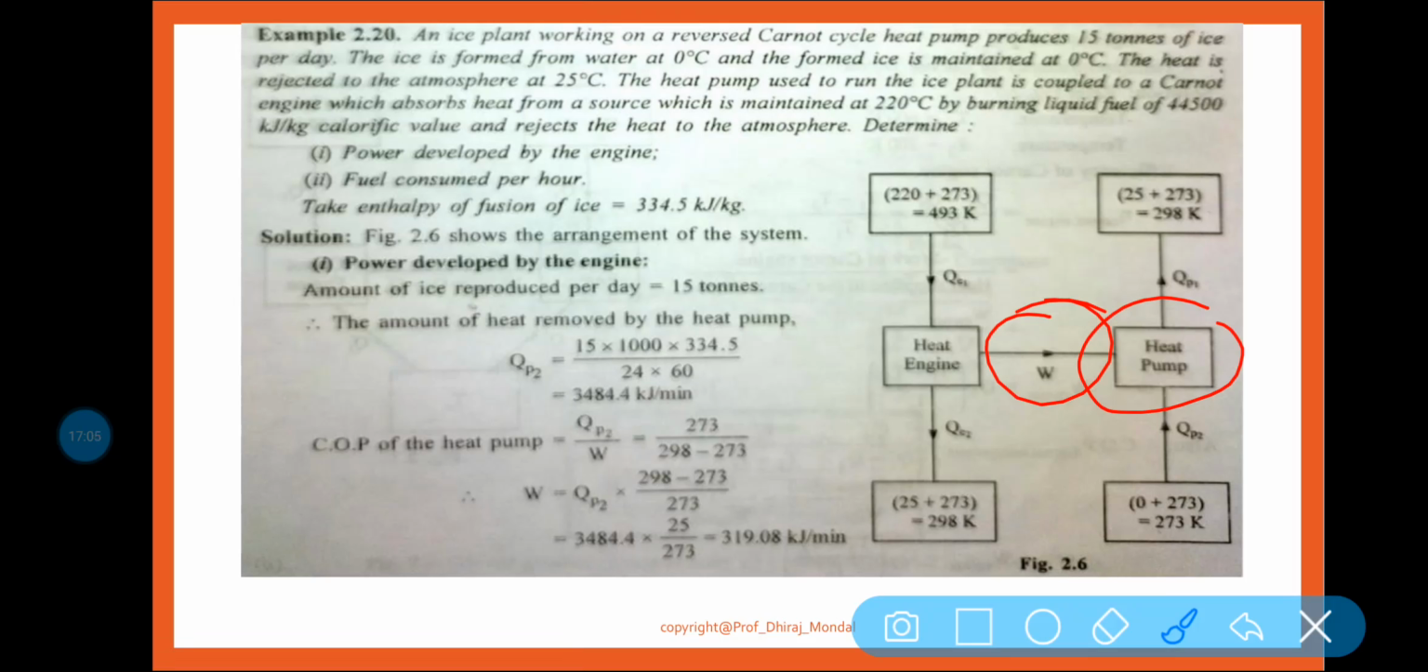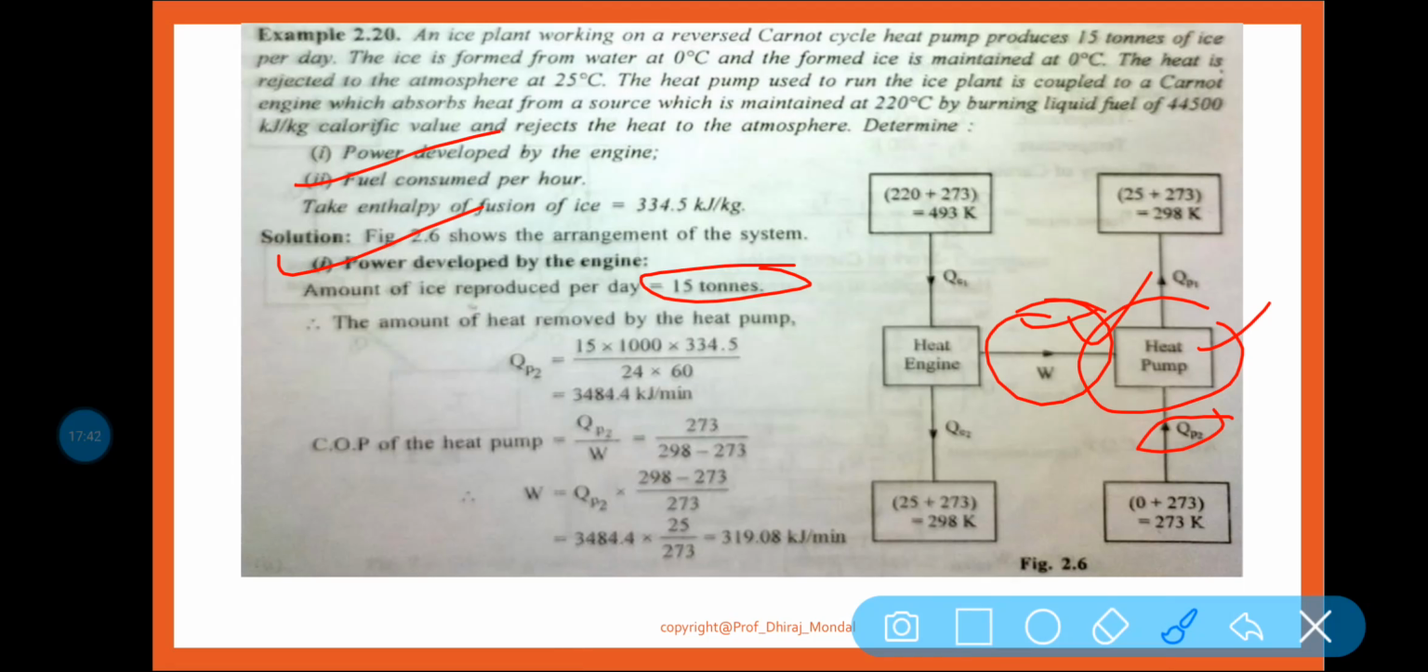And you need to find out the fuel consumption per hour, how much fuel will be consumed per hour, that you need to find out. Clear? So our main prime motto is to run this heat pump, and to remove this QP2 amount of heat, how much work has to be done on this particular compressor. So first of all, the power developed by the engine, you know that 15 ton is the amount of ice produced per day. So this is the amount of ice which is being produced per day.